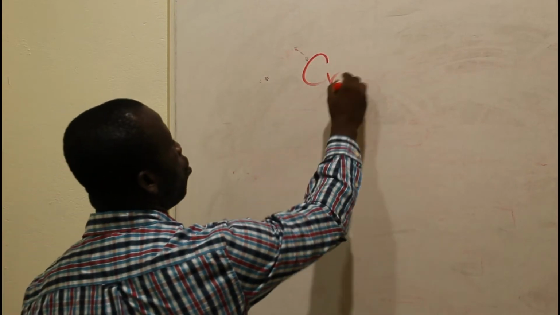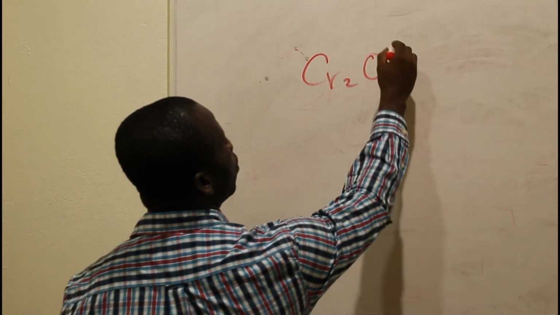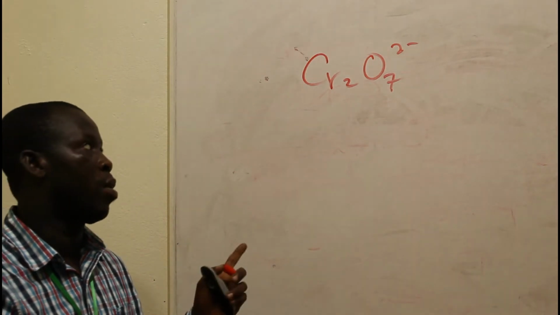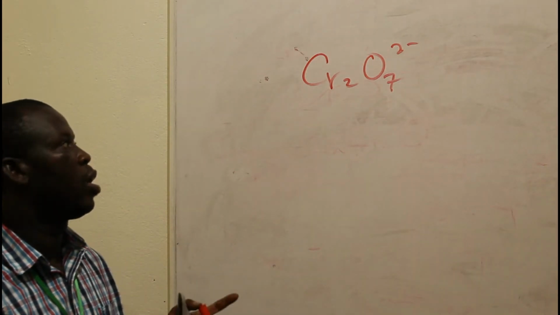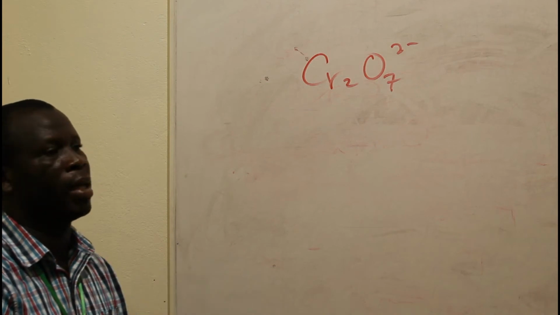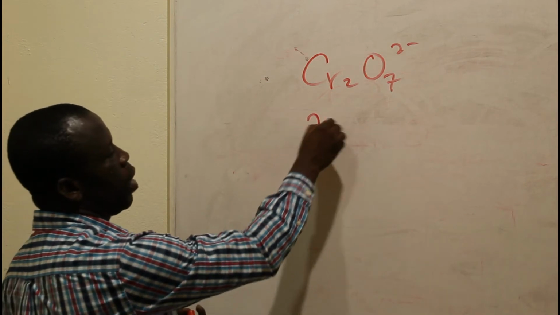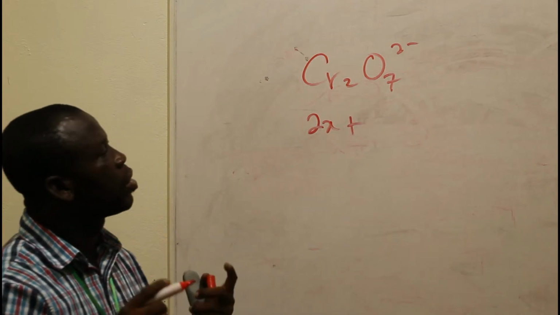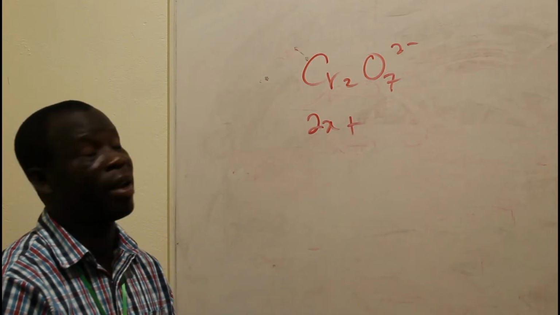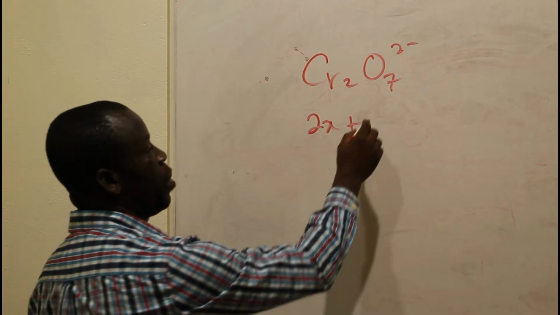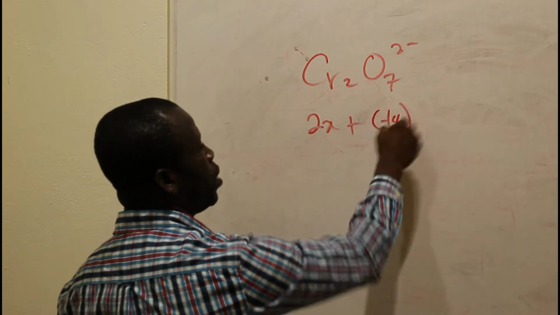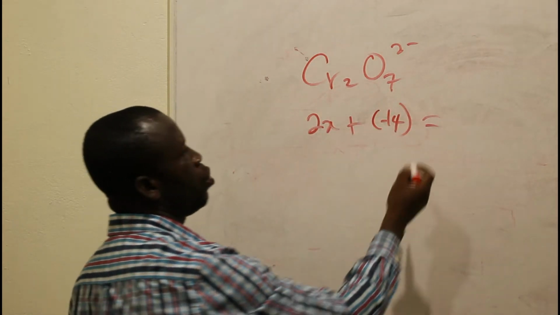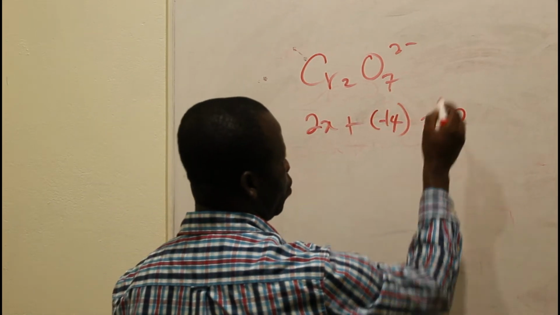With regards to chromium, we have 2 atoms of chromium in the compound. So if we replace the chromium with X, then we're going to have 2X plus. We said oxygen is always -2, so there are 7 of them, making -14. Now, when we sum up all these oxidation states, it should be equal to -2.